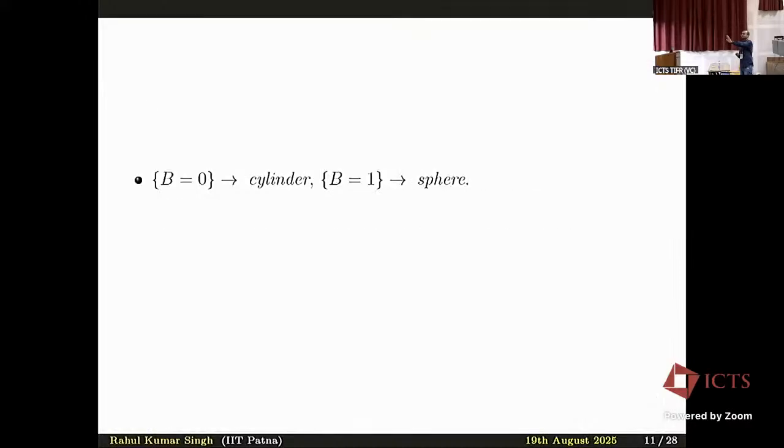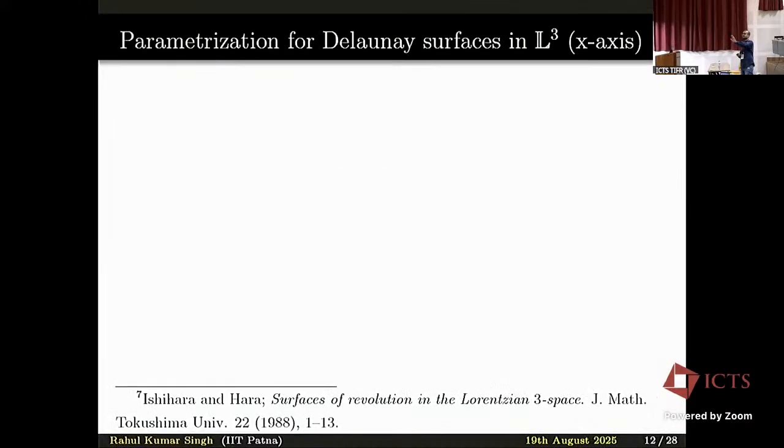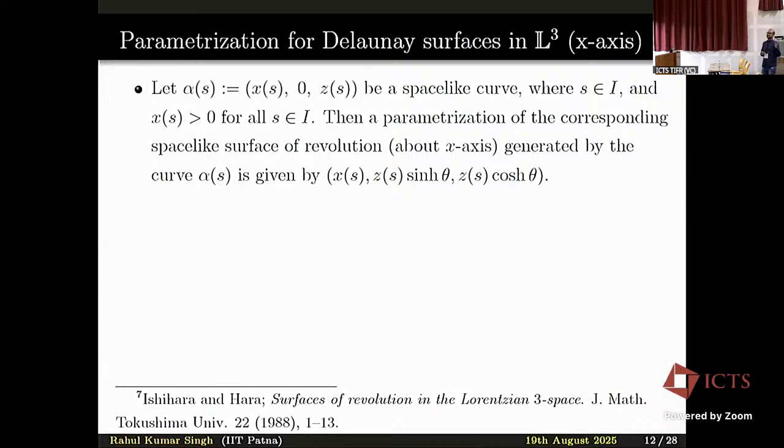Now we would like to have a similar parametrization, because that parametrization is the key. From that, we are going to get elliptic curves. So what are these parametrizations for Delaunay surfaces? Like I said, we will be considering two classes of CMC surfaces of revolution. One is around the x-axis, and the next is around the z-axis.